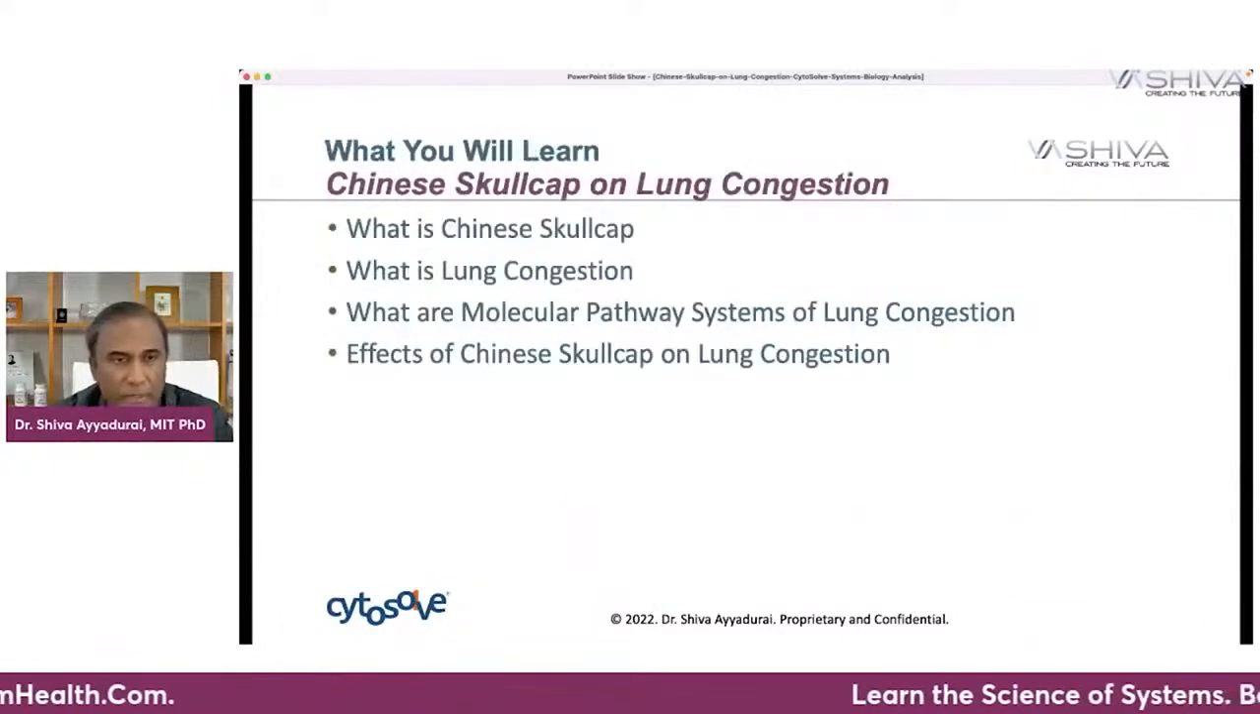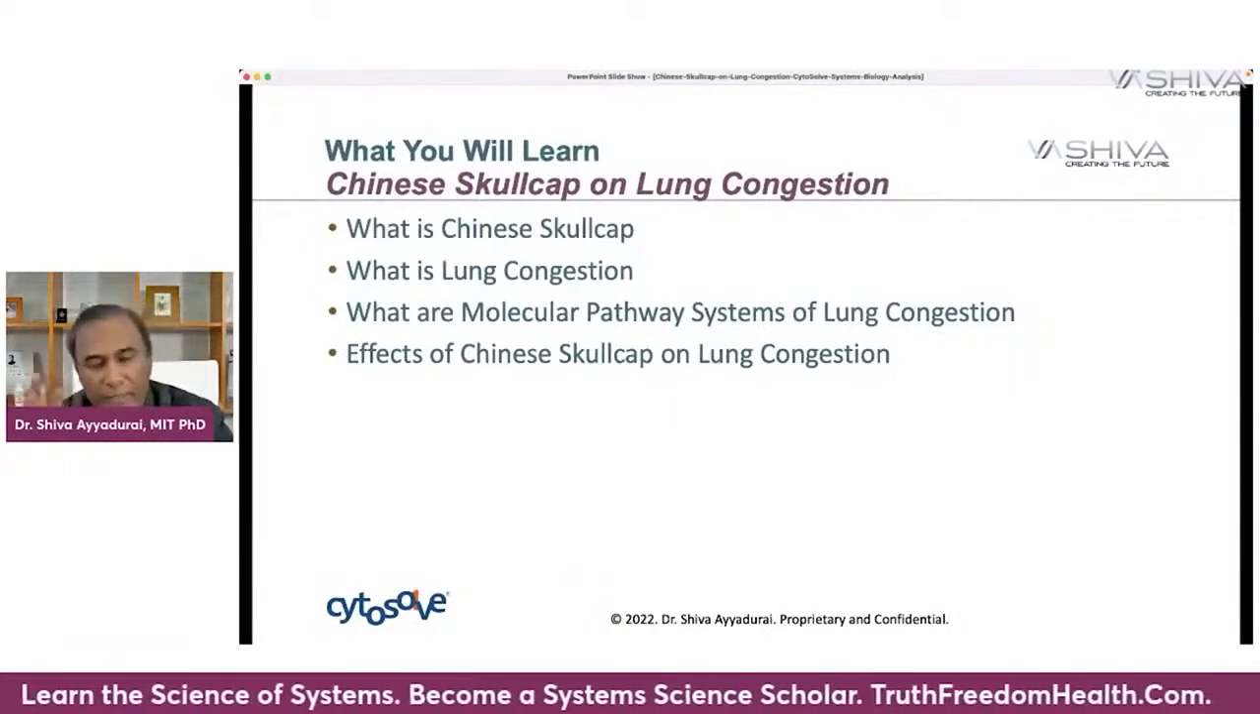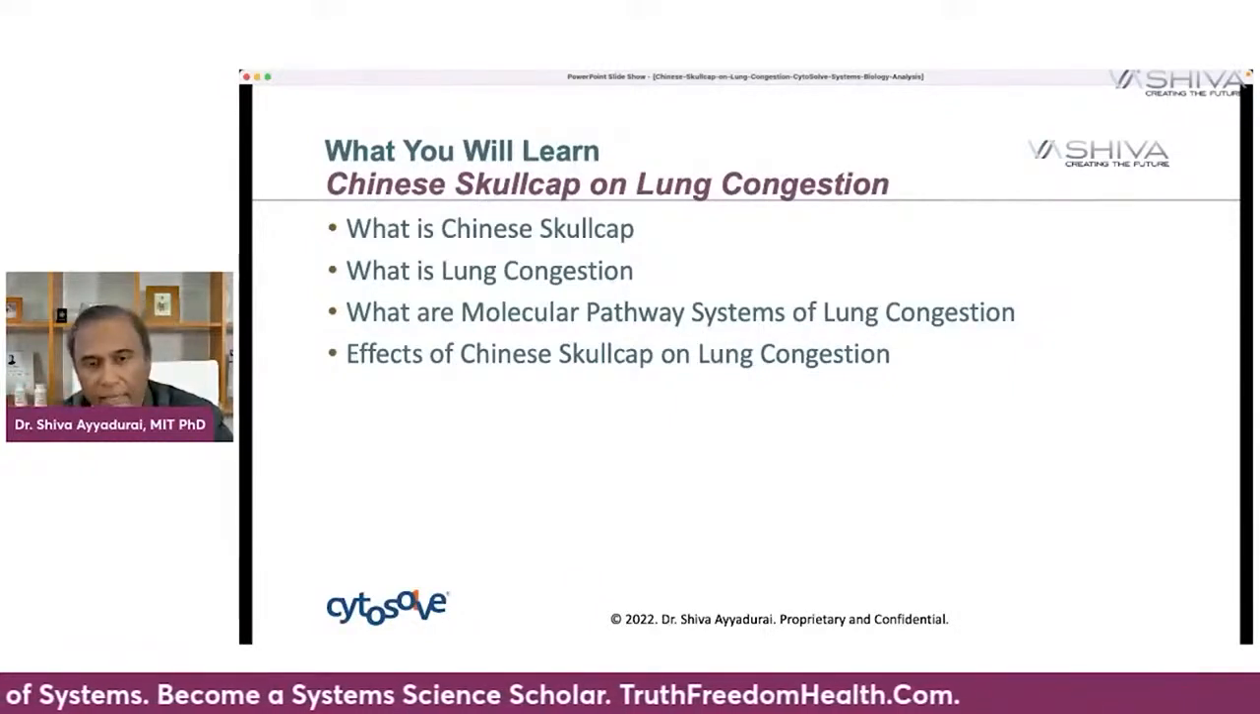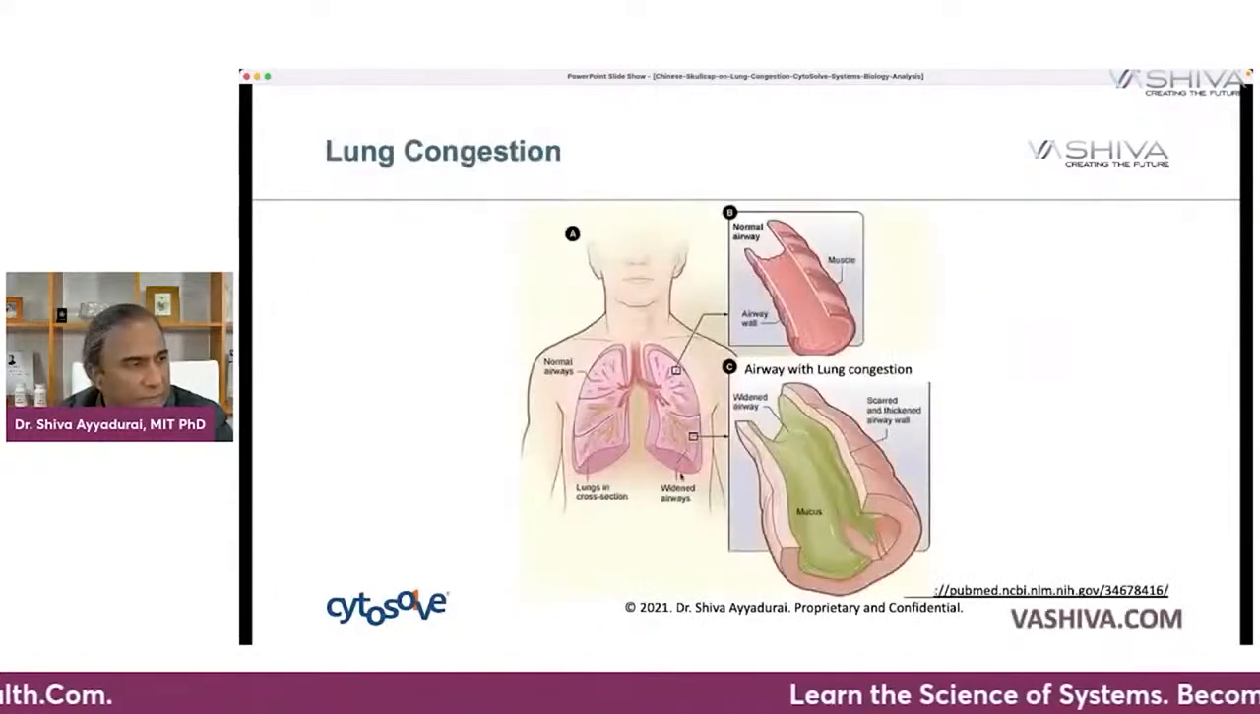We're going to review what is lung congestion. We're going to look at the molecular pathway systems of lung congestion. And really, there's about 5 molecular systems you're going to learn. And then we're going to look at how Chinese skullcap affects lung congestion. So that's what we're going to do, at a very high level. We'll get more into details.